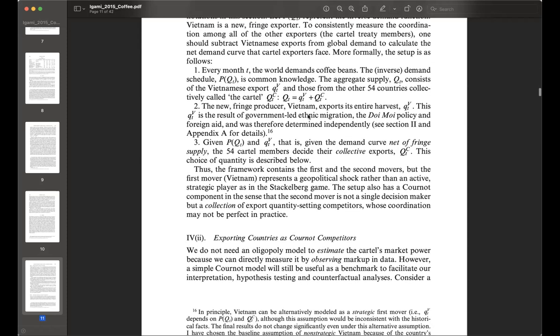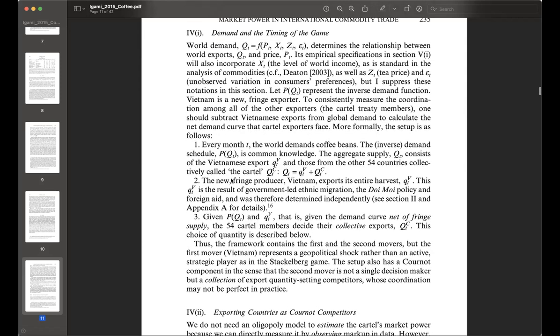Okay. So here's the setup. Every month, the world demands coffee beans. This is the inverse demand. So you just invert the one above. And it's the same inverse demand as we've known. Price is a function of quantity. So ano itong QT, si aggregate supply? Okay. Si QT is ito, and it's the sum of two things. The ones produced by the cartel, which is QC, and the one produced by Vietnam, which is the entrant.